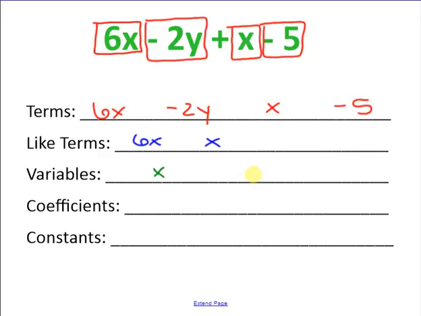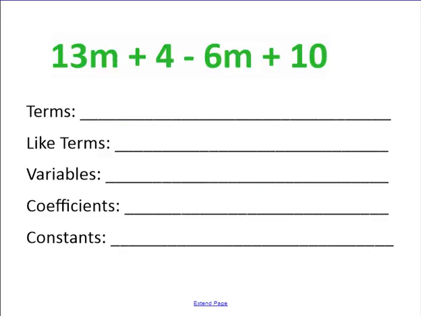Okay, what are our variables? Well, we have an x and we have a y. What are our coefficients? Well, here's a 6, here's a negative 2, and then there's an invisible 1 in front of the x. Okay, and then what are our constants? We only have 1, and we need to take the sign in front of it, and it's a negative 5. This is just to exercise our brain a little bit.